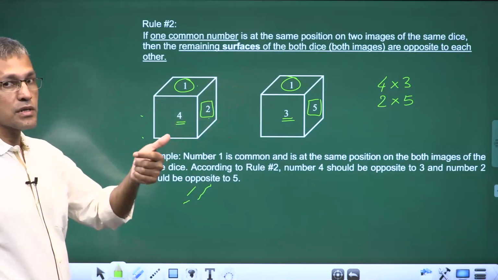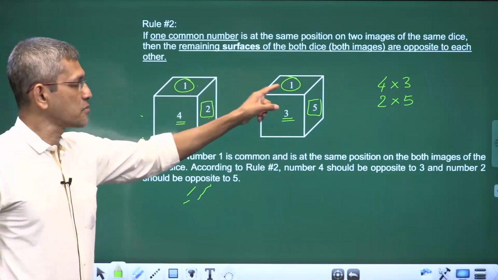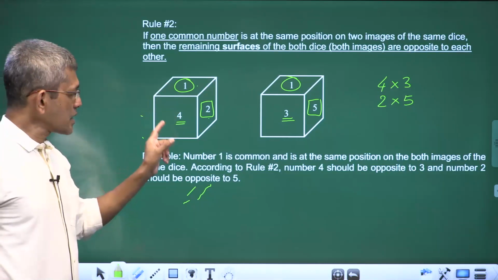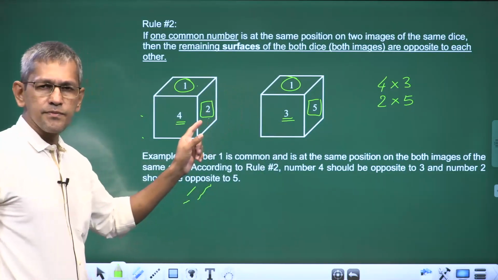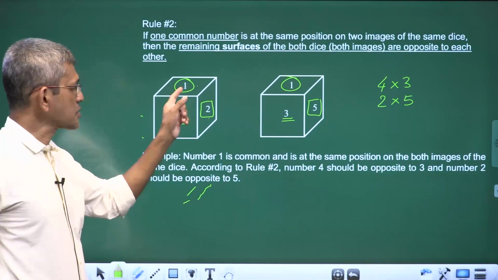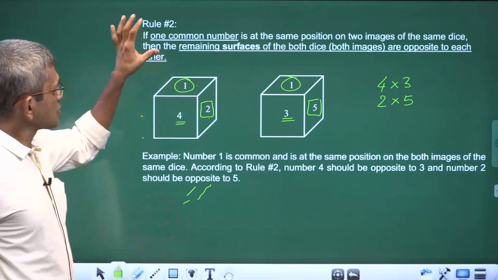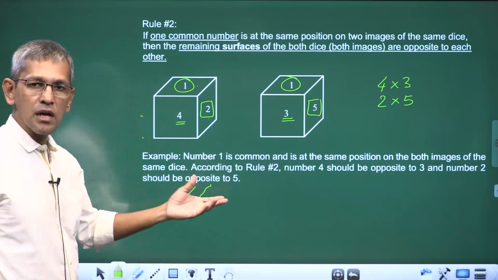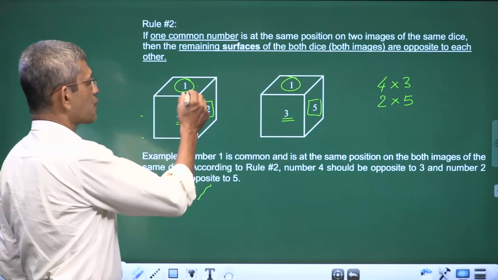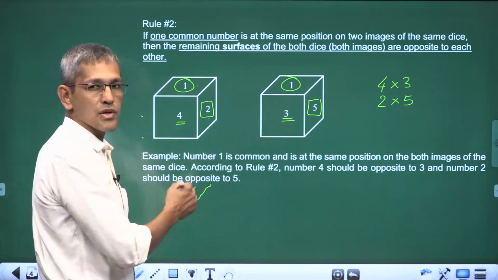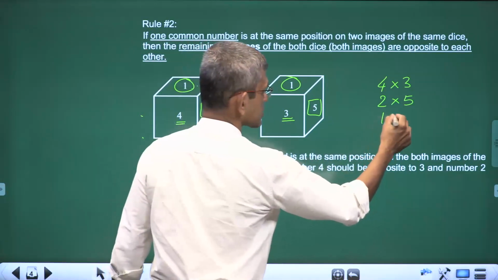Rule number 1 is what? If you have a common number and the number which is not visible on both images, that must be the number opposite to the common number. So you can apply rule number 1 here and rule number 2 over here as well. When you apply rule number 1, 1 is opposite to the number which is missing. So 1 must be opposite to 6.